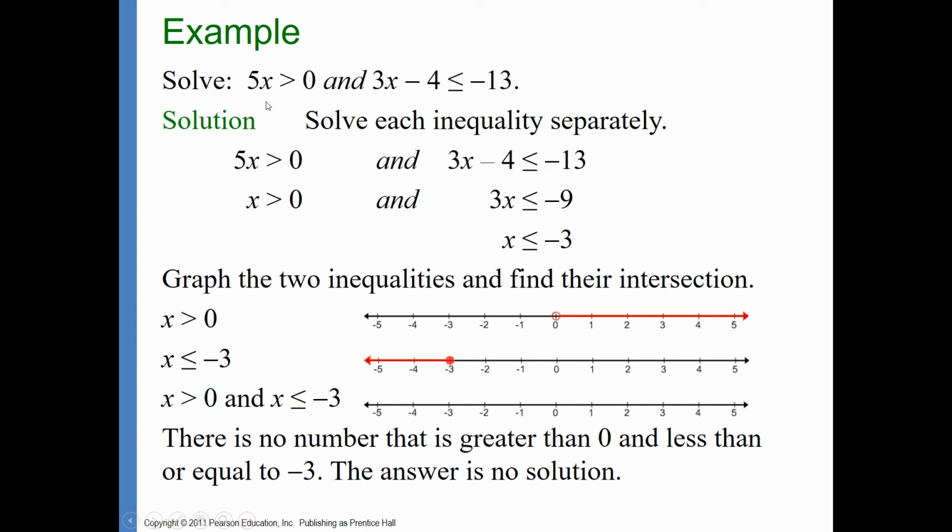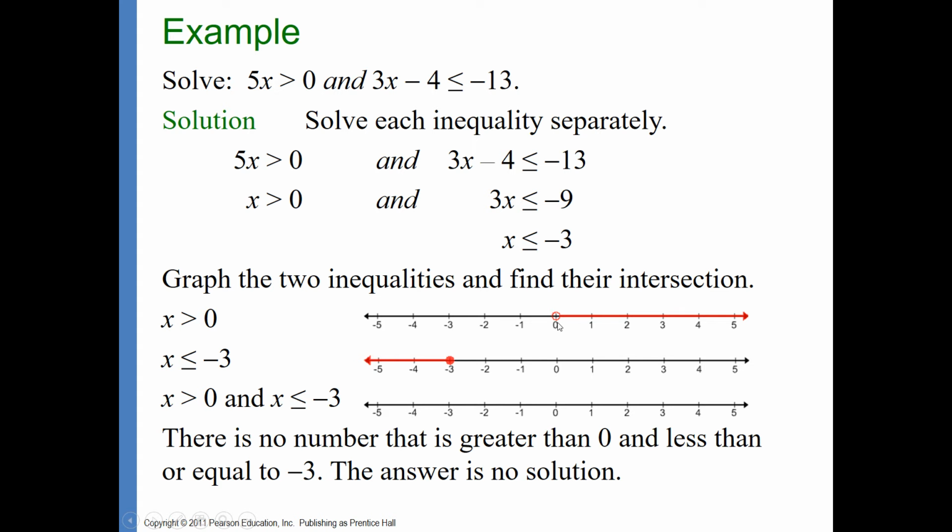Let's solve another one here. 5x is greater than 0 and, again, and is showing up, so we know we're dealing with an intersection. What values for x do they share? And 3x minus 4 is less than or equal to negative 13. So we solve both of these. We end up with x is greater than 0, and we end up with x is less than or equal to negative 3.